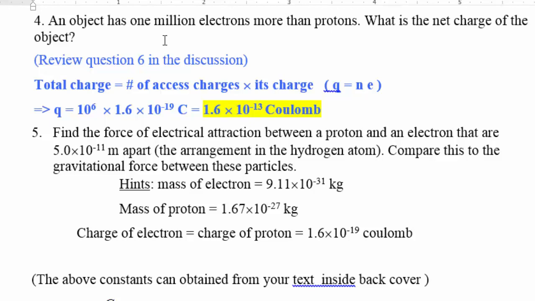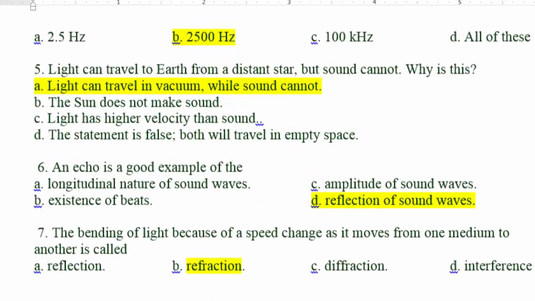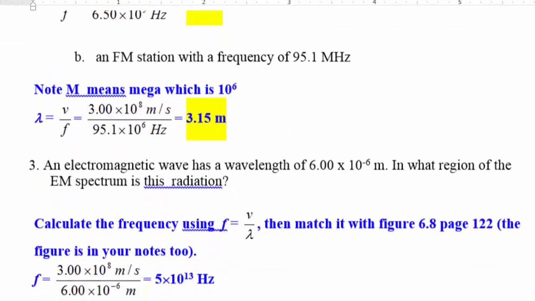So if the atom has 1 million more electrons, then its charge will be the charge of those 1 million electrons. And since we know that the charge of 1 electron is 1.6 times 10 to the negative 19 coulomb, to find the total charge, we have to multiply the charge of an individual electron by the number of extra electrons. And this will give you 1.6 times 10 to the negative 13 coulomb, and this is negative charge. Okay, so let's go back to the discussion exercises.